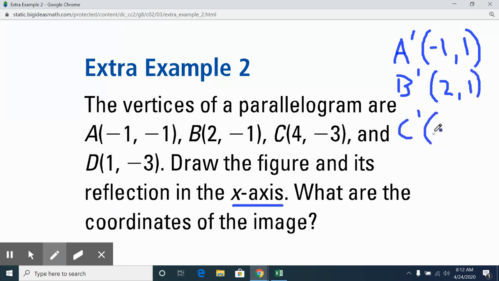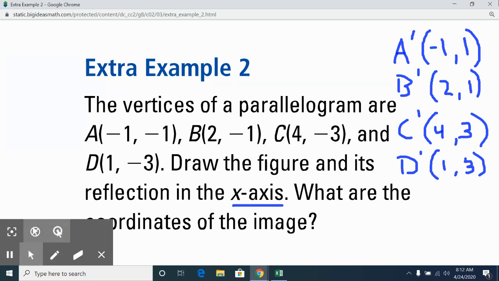C prime, 4 stays the same. -3 changes to +3. D prime, 1 stays the same, and -3 changes to +3. So these are our coordinates, and then from there we would just plot them and then connect our dots to make our new image.